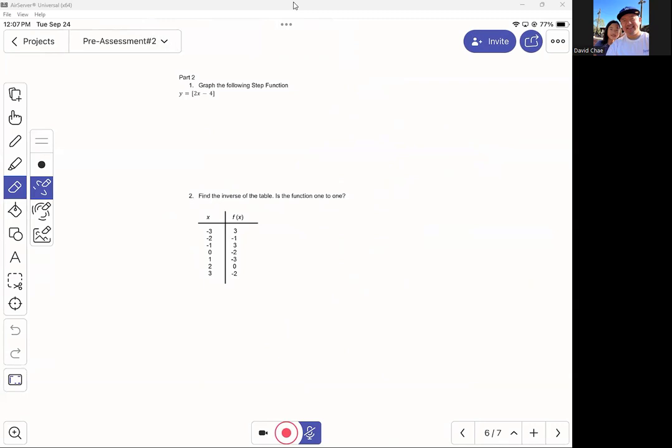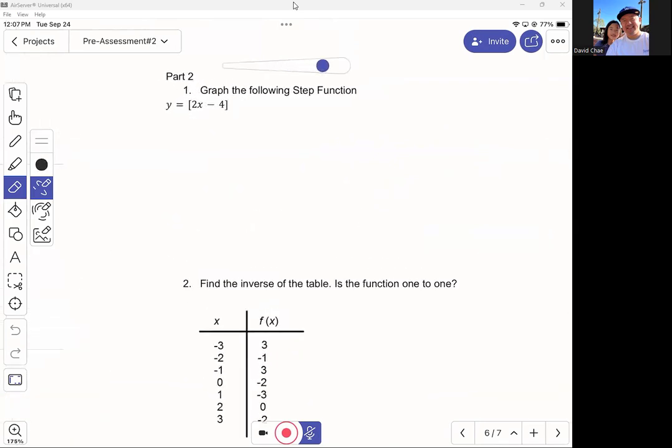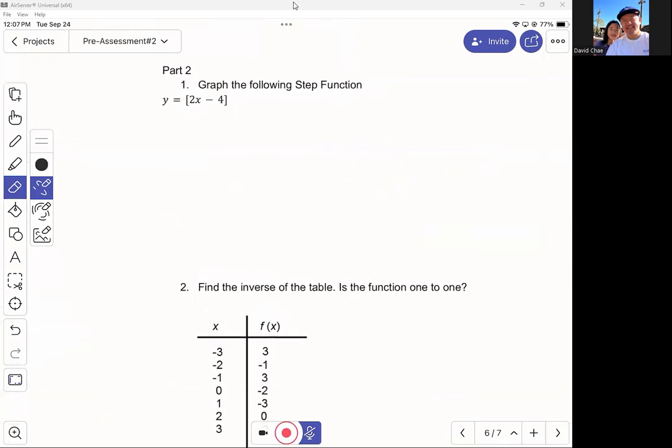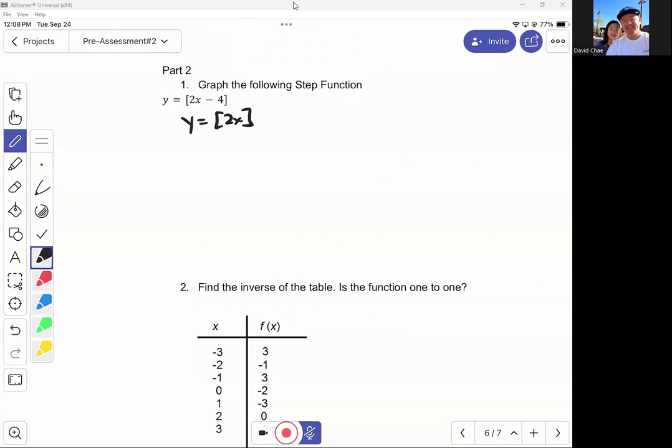Part 2 is a step function. All right. Part 2 is a step function. What do I do here? What I'm going to do is I'm going to graph y equals the step function of 2x. That's what I'm going to graph first.